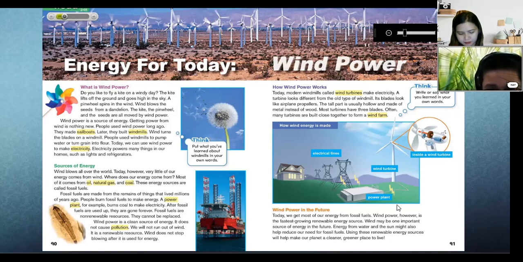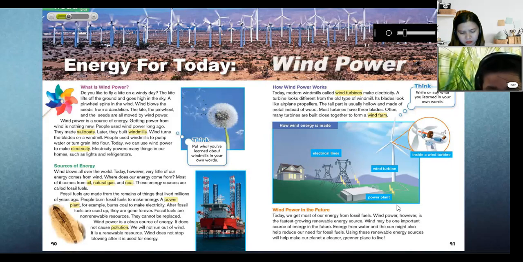People used wind power long ago. They made sailboats. Later, they built windmills. Wind turns the blades on a windmill. People used windmills to pump water or turn grain into flour. Today, we can use wind power to make electricity. Electricity powers many things in our homes, such as lights and refrigerators.